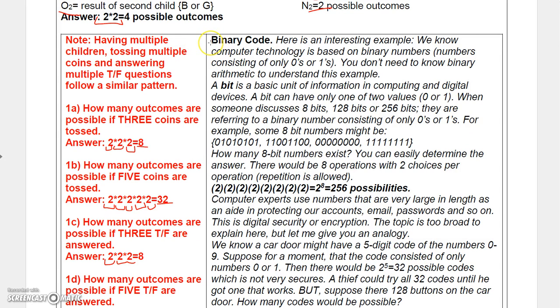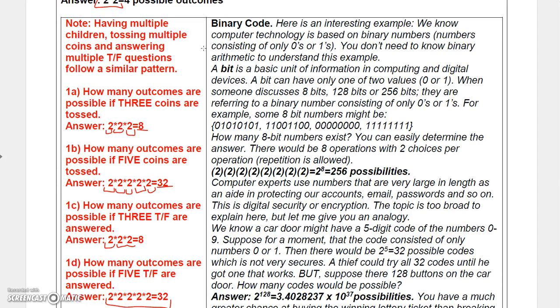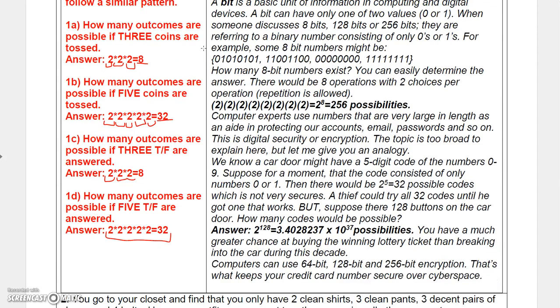Now, I don't want to spend a lot of time on this binary code, but freeze the video and read this. Basically, I threw the binary code in there just because I thought it was interesting. So read this binary code and see what you think. But basically, the practical application of this is for computer encryption. So that's one of the areas where binary codes are used.